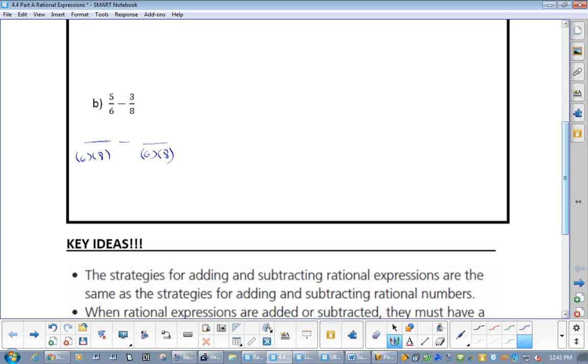I think it's kind of intuitive to say that 6 and 8 can go into 6 times 8, right? So that's easier for some students. Now, what do I have to do to this to make it into that? What did I have to do? Times it by 8. So just do the same thing to the top. Now this one, what did I have to multiply by? 6. So just do the same thing to the top.